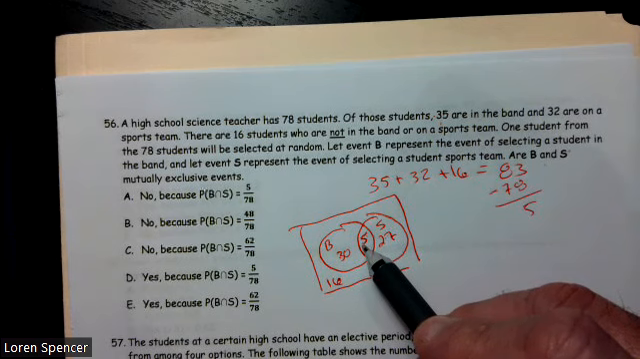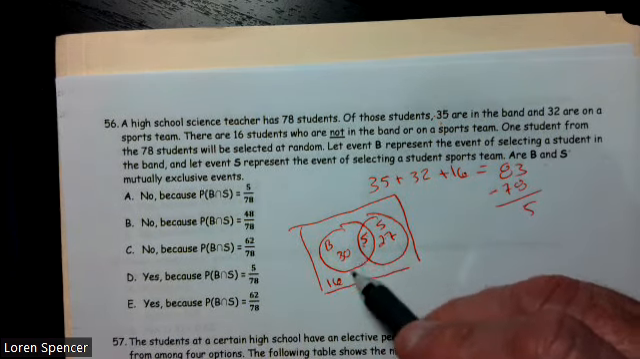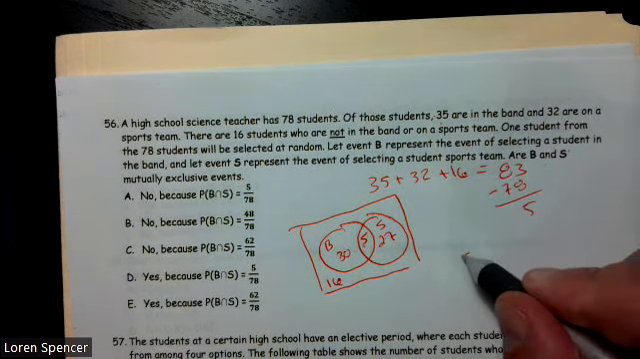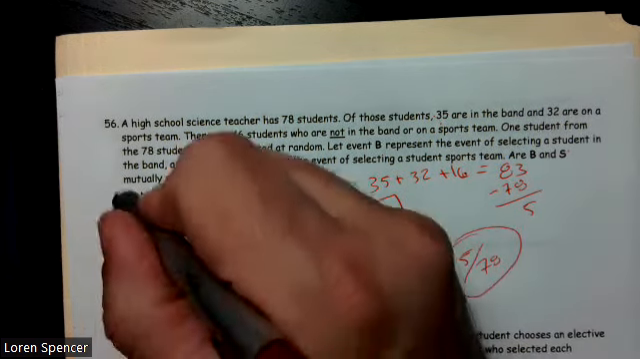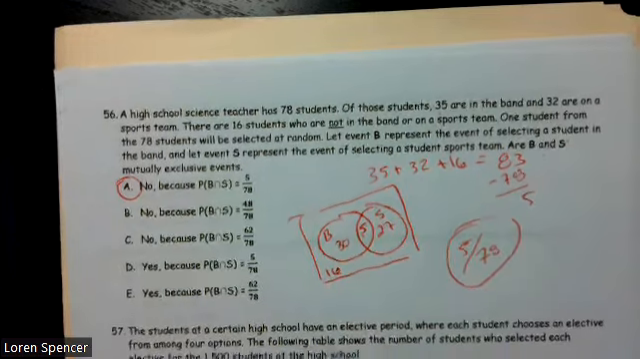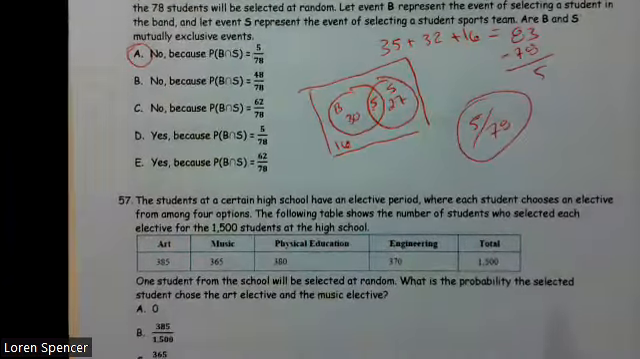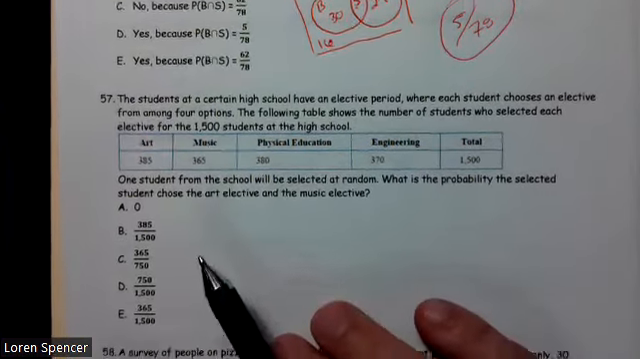Well, no, I see an overlap. They gave it to me as proportion, so basically they're saying we want to divide all of those by 78. And so 5 students out of 78 are in both. So this is a no because there is an overlap. Anytime it's an overlap, not mutually exclusive. They can be independent, but not mutually exclusive.